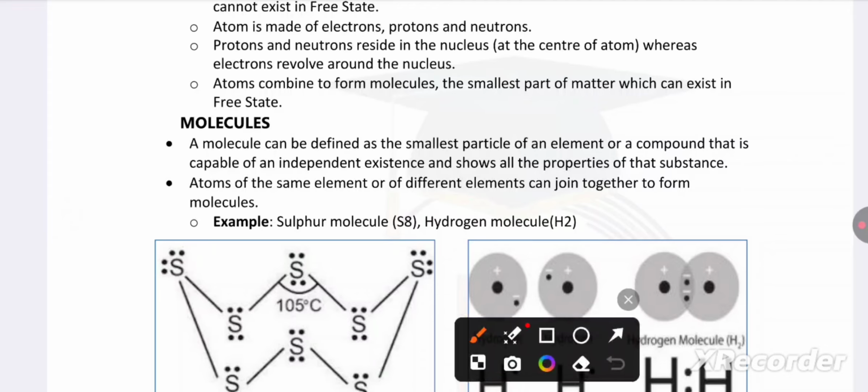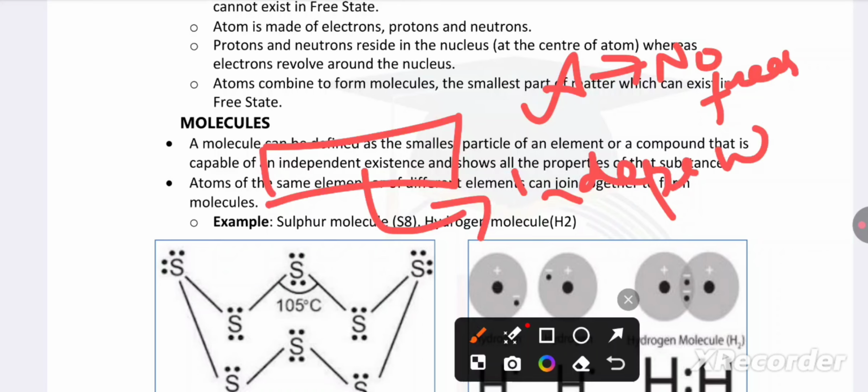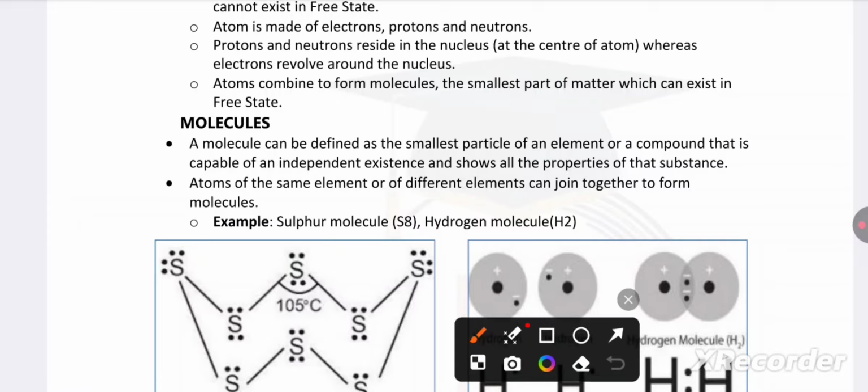A molecule is the smallest particle of an element or compound that is capable of independent existence. Here, independent existence: an atom is not freely existent, but a molecule is independent. Different types of elements can form molecules, or the same type of elements can also form molecules.